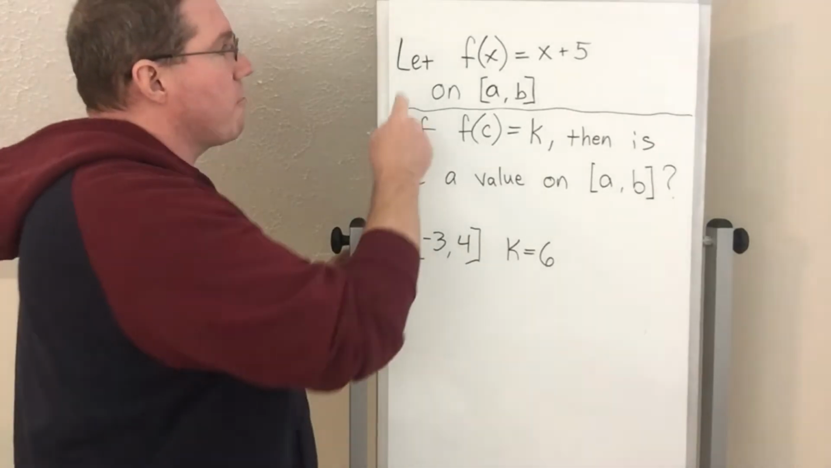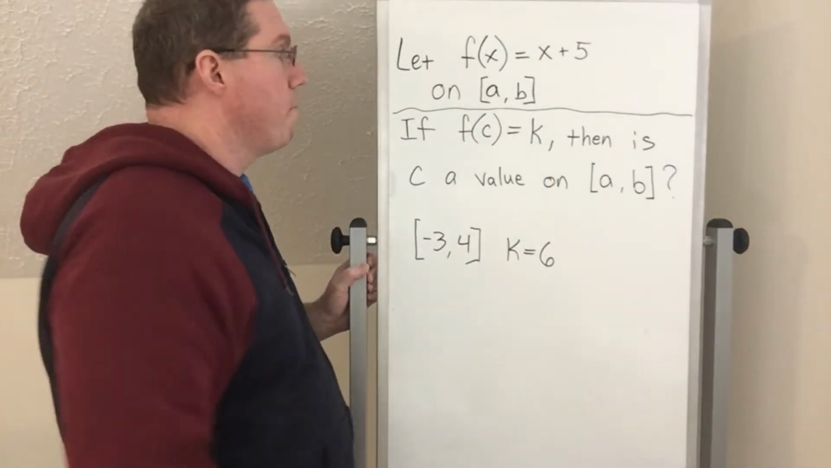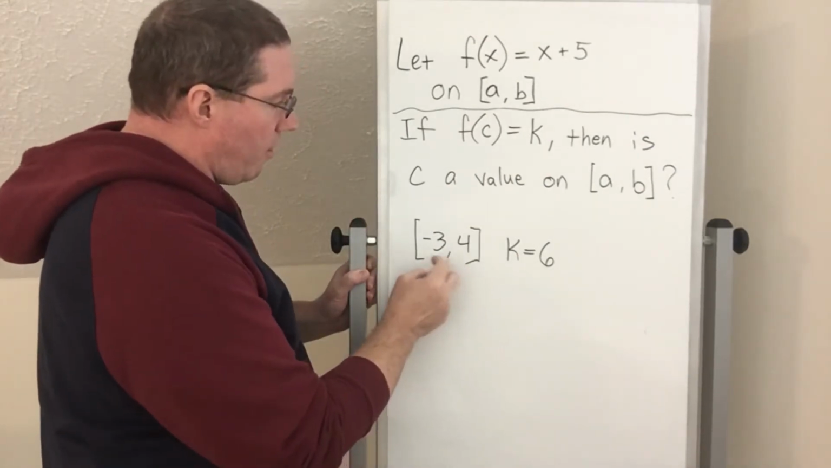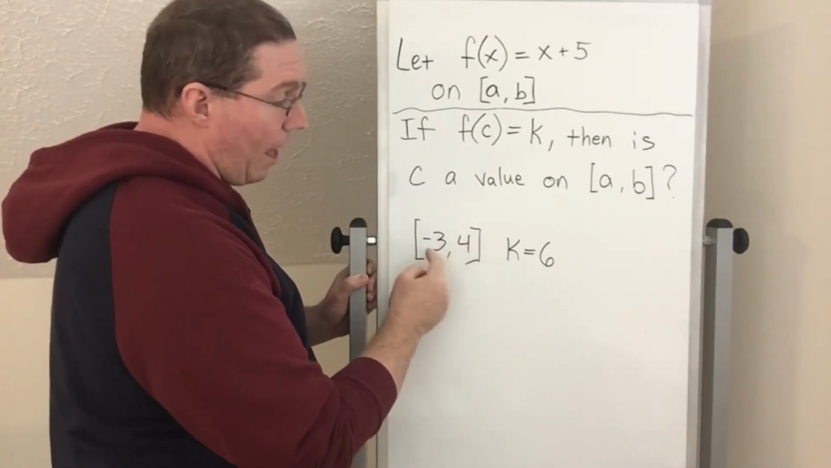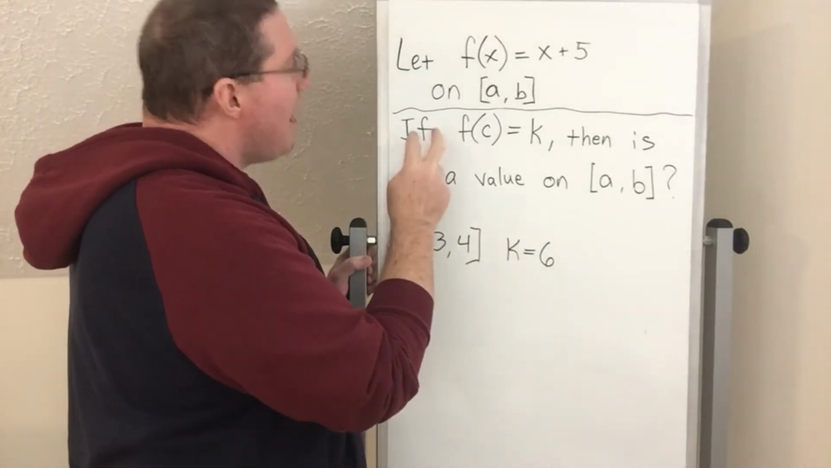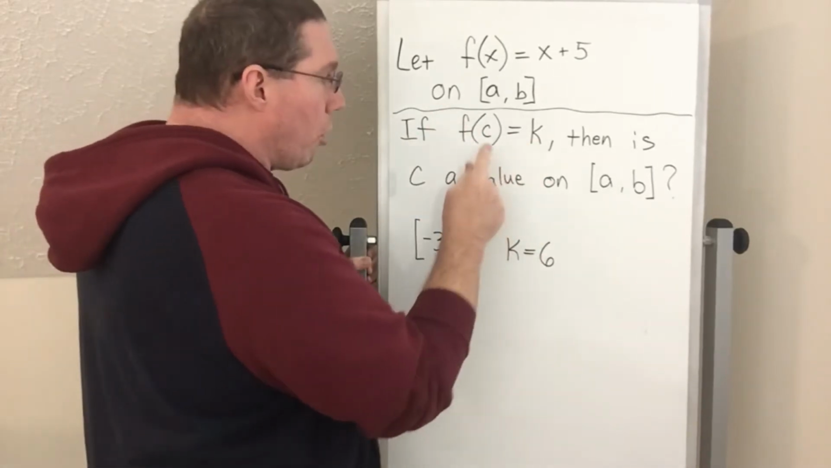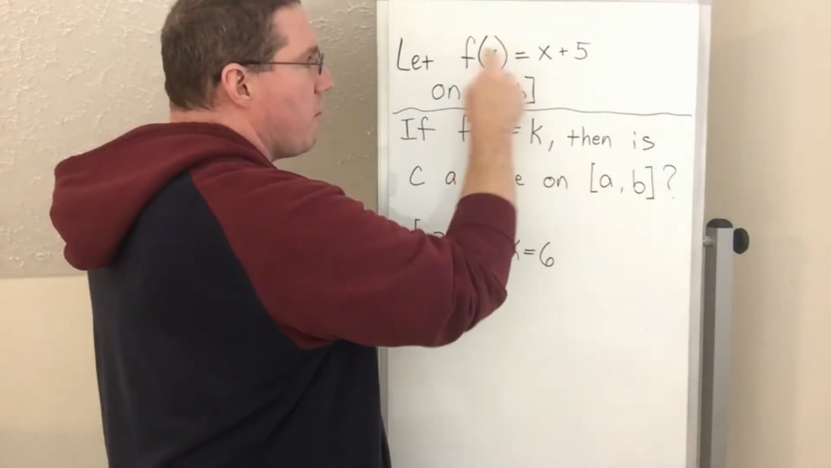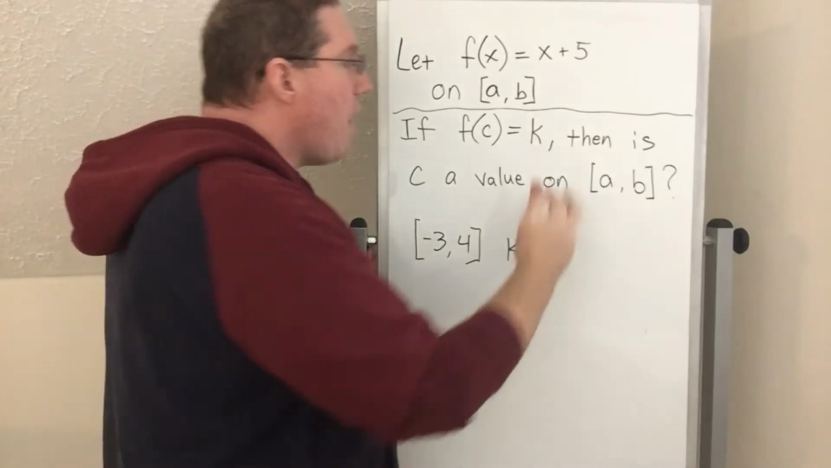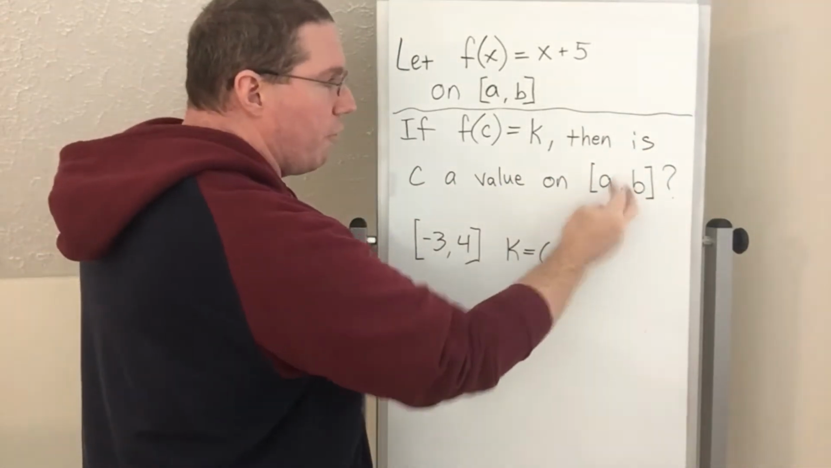So let's say that we have some function f of x, and let's just make it something simple, x plus 5, okay? On the interval from a to b, okay? And now down here you can see that the interval from a to b is -3 and 4. So a is -3 and b is 4, okay? And what we're going to say now is if f of c is equal to k, meaning if you were to plug c into this function and get the output value k, then is the value c, is that a value that's on the interval from a to b?